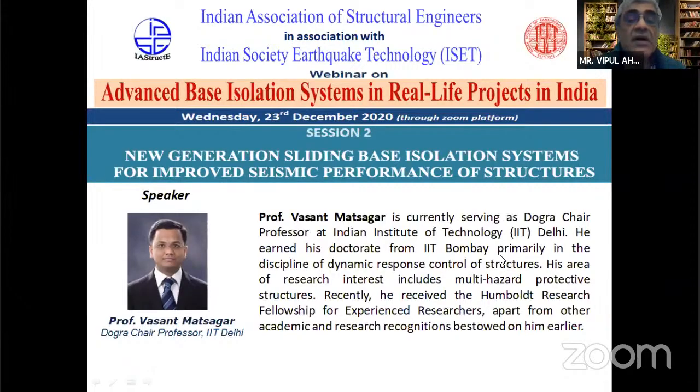Professor Matsagar is currently serving as Professor and Dogra Chair in the Structural Engineering Department of Civil Engineering in IIT Delhi. And he obtained his doctorate PhD from IIT Bombay in 2005 in the area of earthquake engineering for his PhD thesis titled Earthquake Behavior and Impact Response Control of Base Isolated Buildings under the supervision of Professor Jangid, for which they have been honored with the IIT Bombay Research Paper Award.